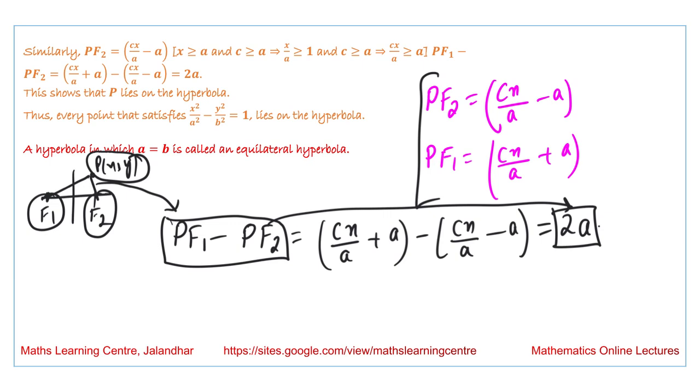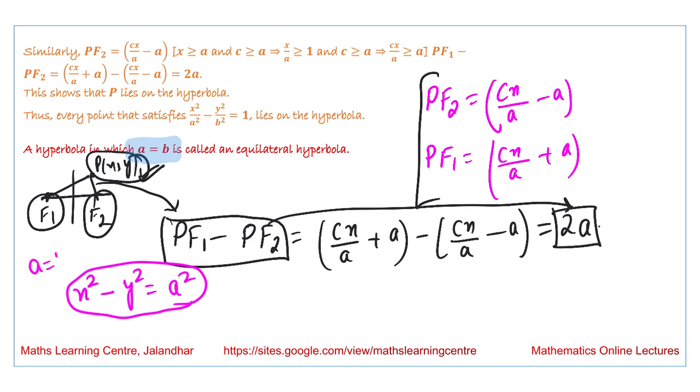And hence we are saying that this locus P(x, y) represents a hyperbola. We have considered a particular case over here. If a is equal to b, then we obtain the equation in the form x square minus y square is equal to a square. This particular case of hyperbola, where a is equal to b, is known as the equilateral hyperbola.